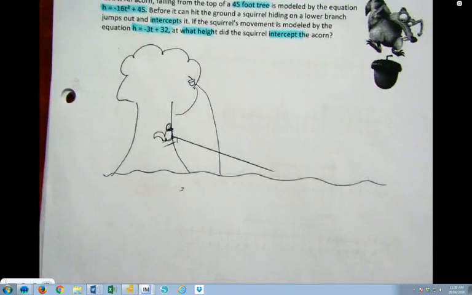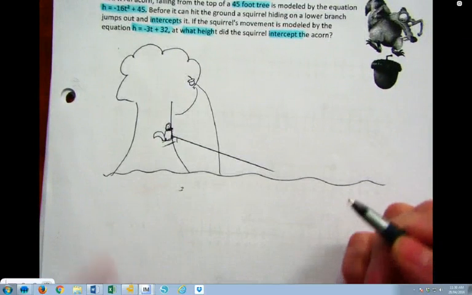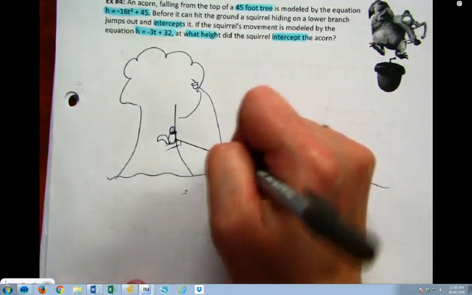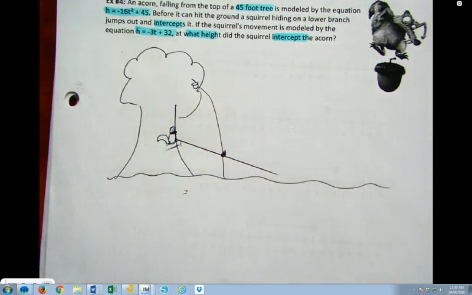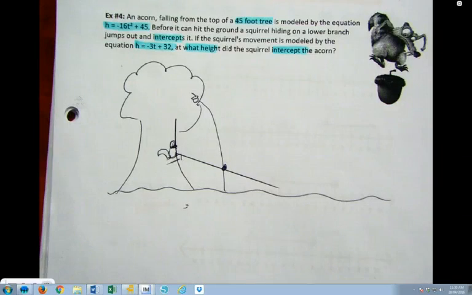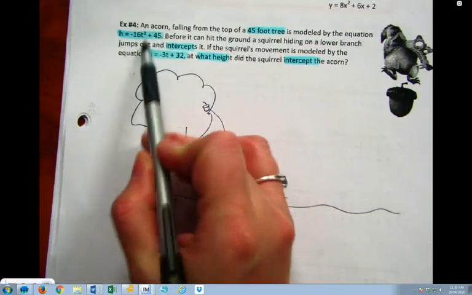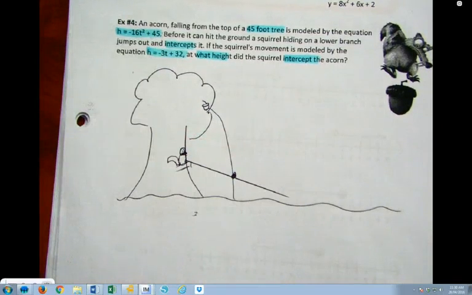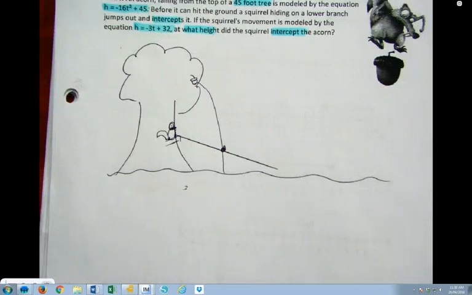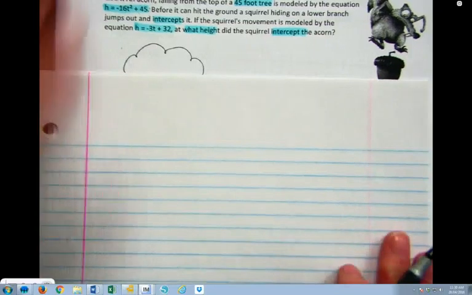What are we trying to find? Is the height of the tree important? Yes, because that's the Y. Wait, maybe not. No, it's completely irrelevant to this question. It's actually taken into account right here. Technically, the acorn was at the top of the tree. It could be the max height of the tree. Does it say a method? Oh, we get to pick.